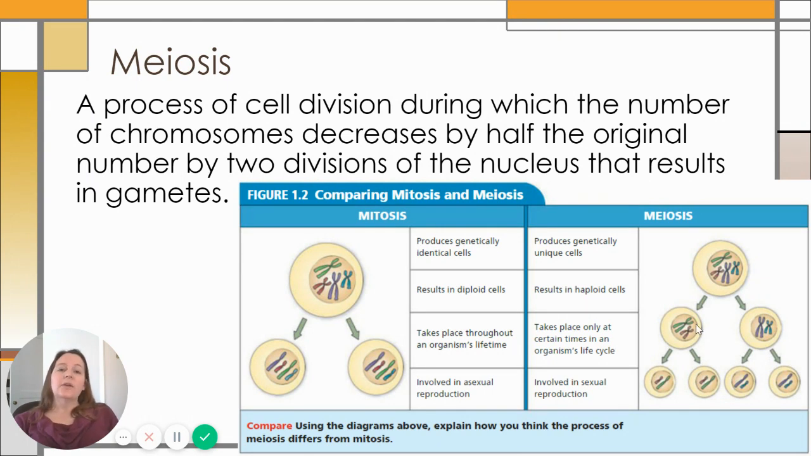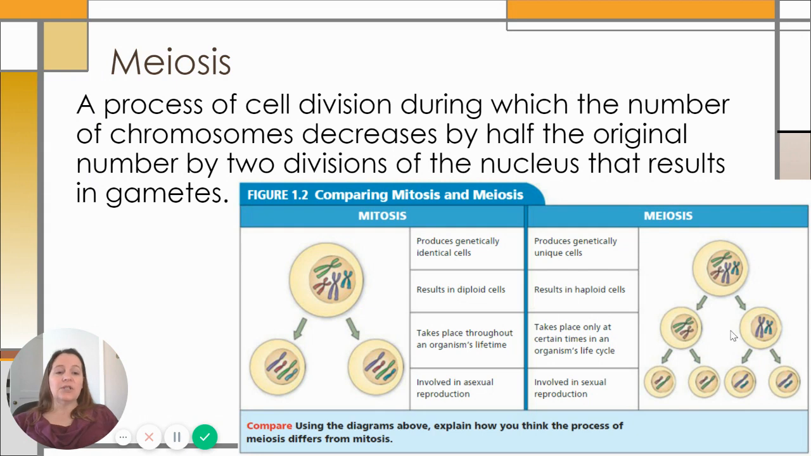So in this first division, we separate the homologous pairs. That's something to note. Write down that in the first division, we separate the homologous pairs. Say it one more time. In the first division, we separate the homologous pairs.